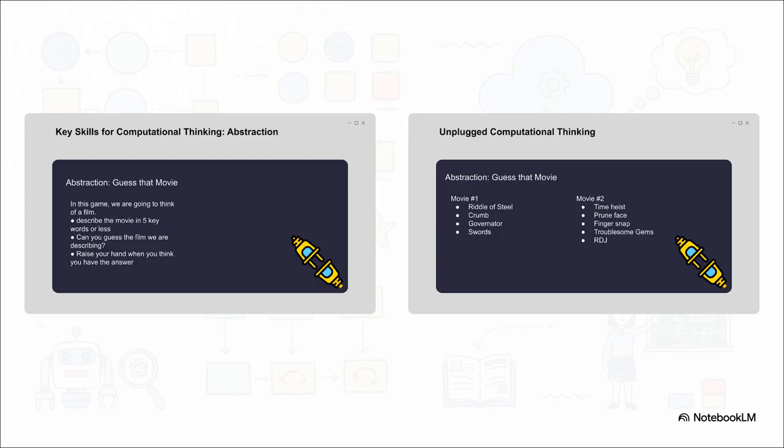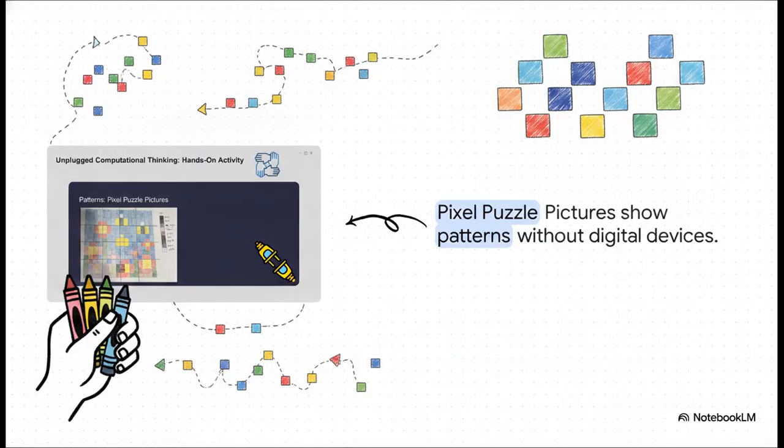No screen required. Here's another awesome way this translates to the physical world. This pixel puzzle uses nothing but crayons and a paper grid. It beautifully demonstrates pattern recognition and sequencing without needing a single digital device. It just proves that logical sequencing starts way before anyone ever touches a keyboard.